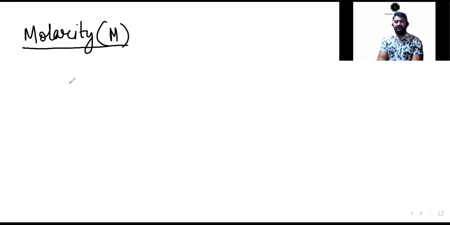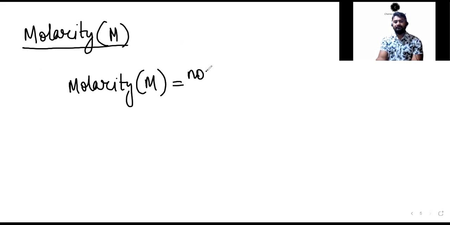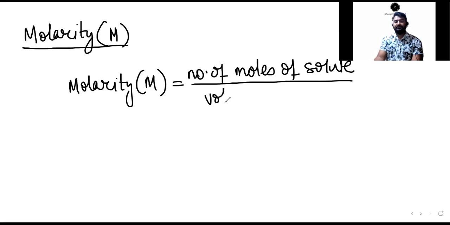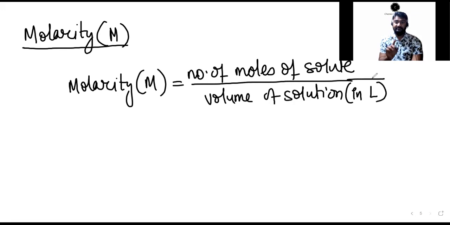So what's the definition of molarity? First of all, let's learn that. Molarity M is nothing but the number of moles of solute divided by volume of solution in liters. I mean, not 100, in liters. You must remember this part. It must be in liters. That's a very important criterion. So number of moles of solute by volume of solution in liters.